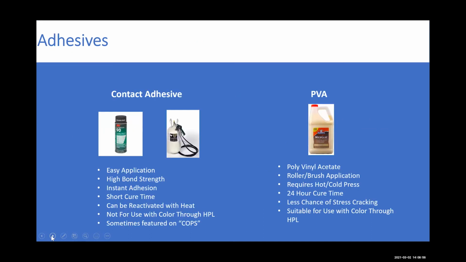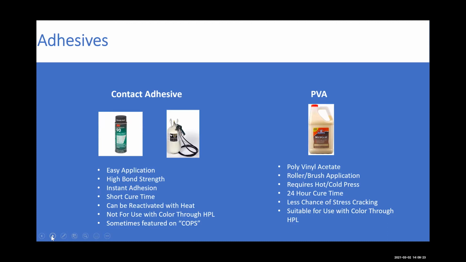The next component of panel fabrication is the adhesive. Contact adhesive is easy to apply as it's a spray application. It can be solvent-based or water-based. In either case, the solvent or water needs to evaporate from the surface before a satisfactory bond can be made. Solvent-based adhesive dries more quickly, but it is more toxic than water-based adhesive.